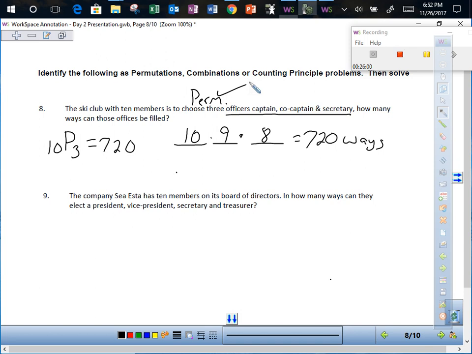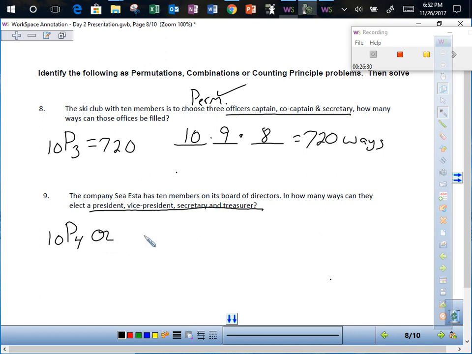Here's number 9. The company Siesta has 10 members on its board of directors. In how many ways can they elect a president, vice president, secretary, and treasurer? Once again, we're giving them order. We're ranking them, so that's important. If you want your calculator to do the work for you, I've got 10 people to choose from. It's a permutation, and I'm picking 4.